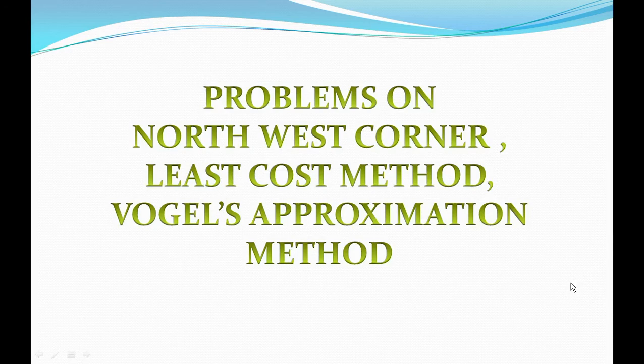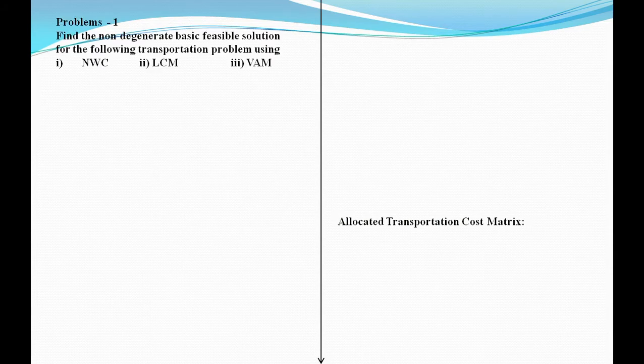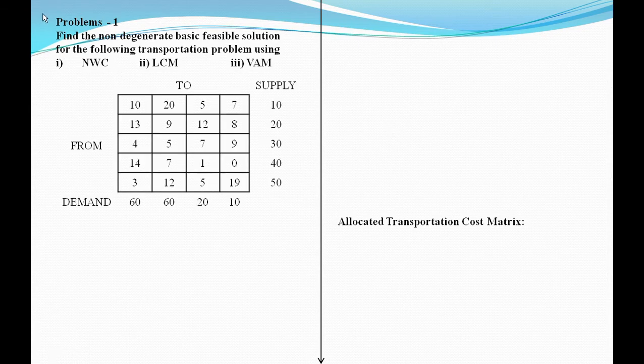So the problem is based on the northwest corner method, the least cost method, and Vogel's approximation method. Let's consider this problem. Find the non-degenerate basic feasible solution for the following transportation problem using all three methods: northwest corner method, least cost method, and then Vogel's approximation method. Let's begin the problem first.